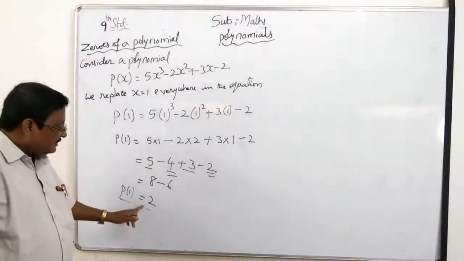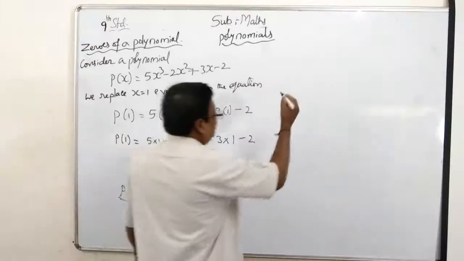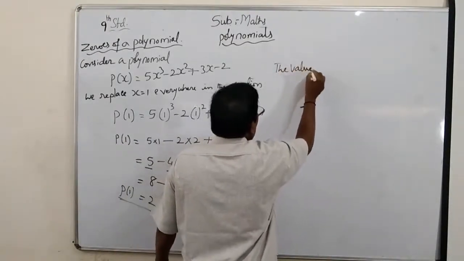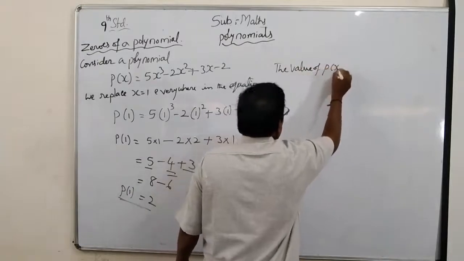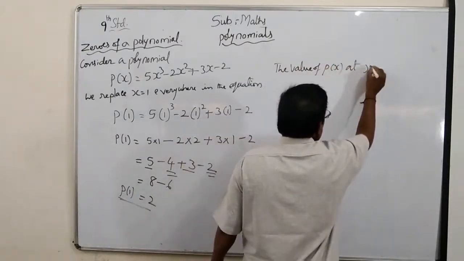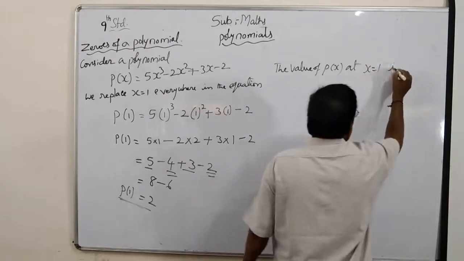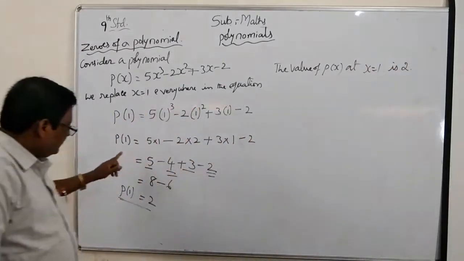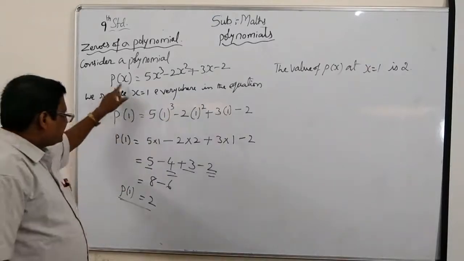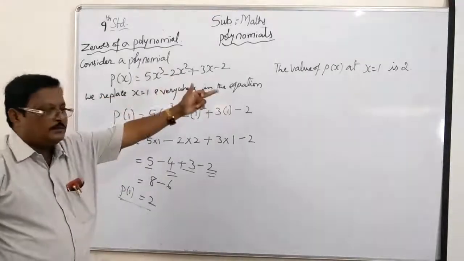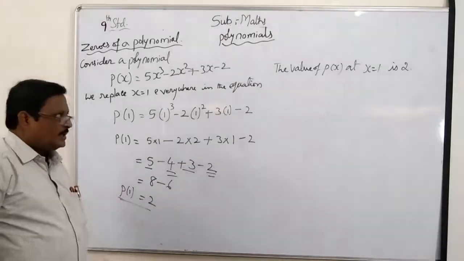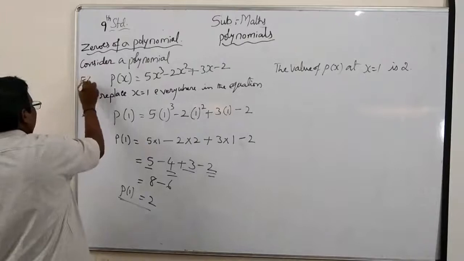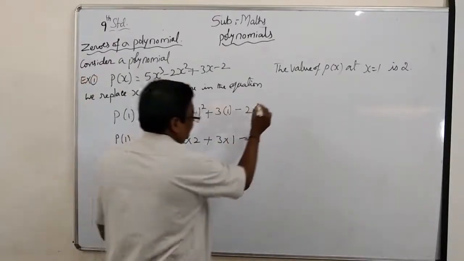You see, this is the value of p of x at x is equal to 1, which is 2. The value of p of x at x is equal to 1 is 2. This is example 1. Next, this is example 2.